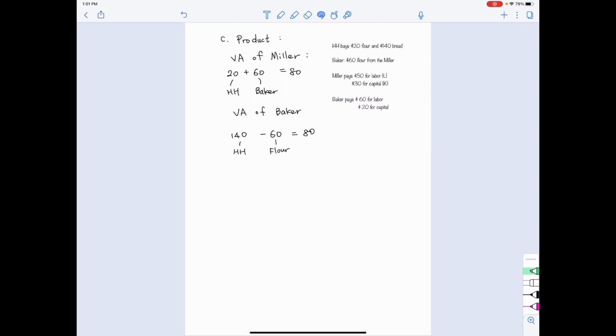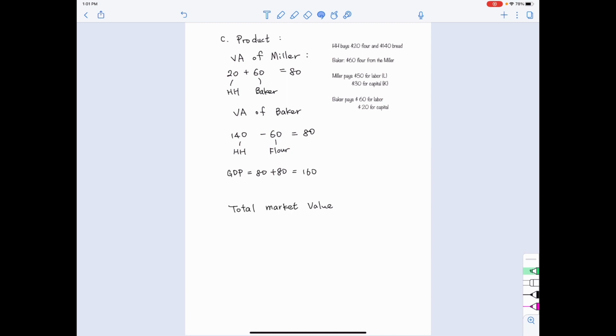It will be the value added of the meter plus the value added of the baker, which equals 160. So here I just want to remind you: if we compute the GDP using the total market value, what will be the number, and why do we prefer to use the value added instead of the total market value of the goods that are produced?